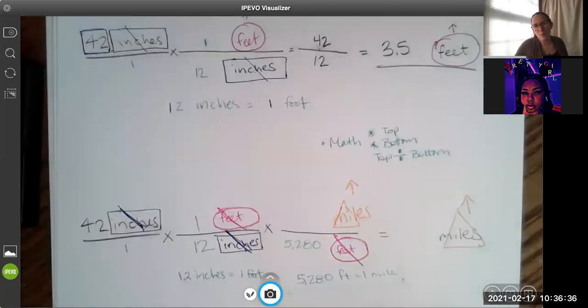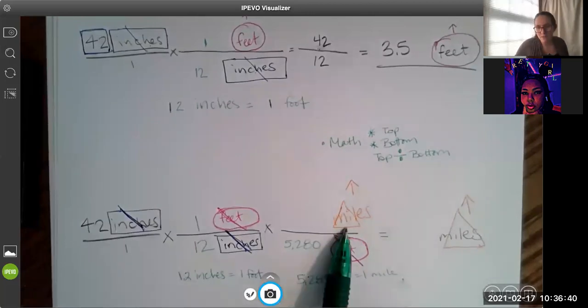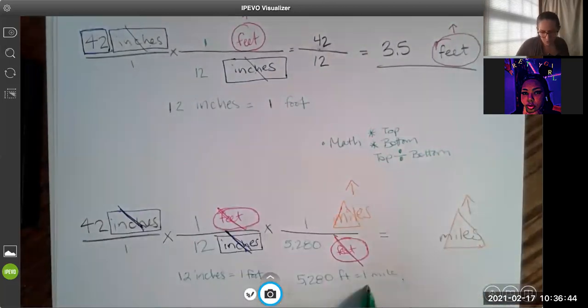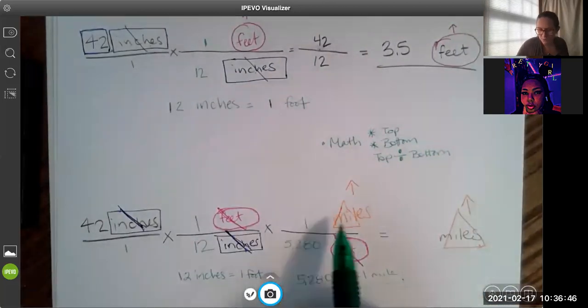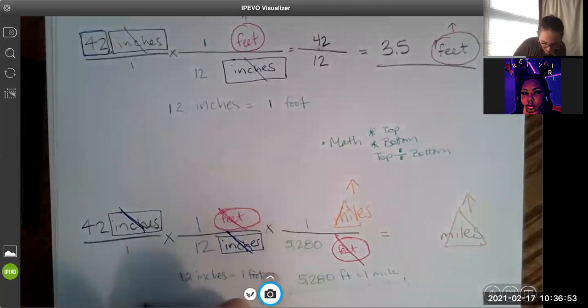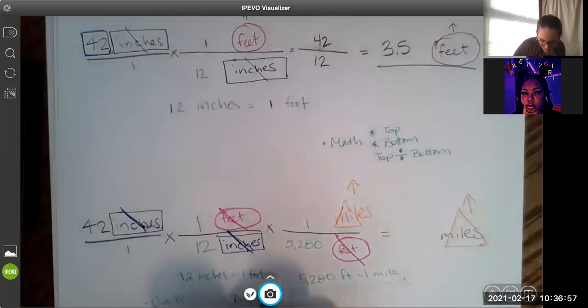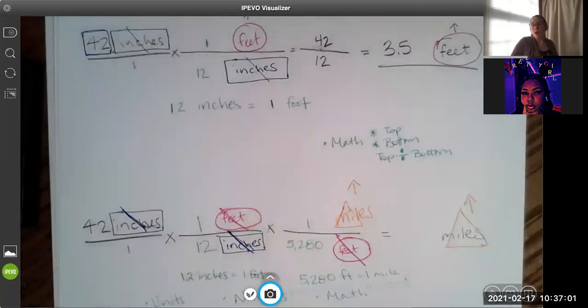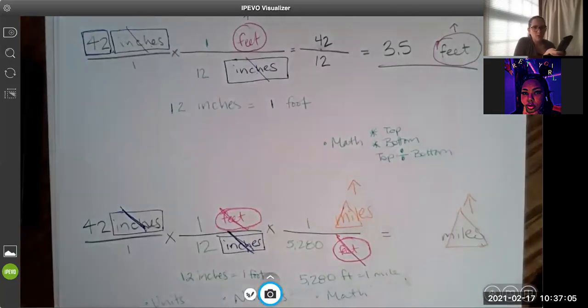How about miles? Is there a number that goes with miles? 1. Nice. One goes with miles. Okay. You're looking good. We got the units. We got the numbers. Last step is your favorite step. In some ways, this step, you just type this into your calculator.